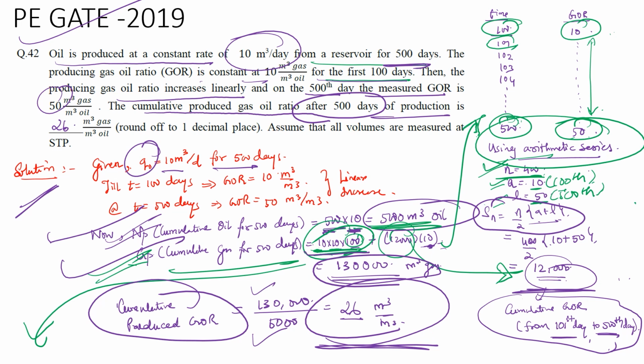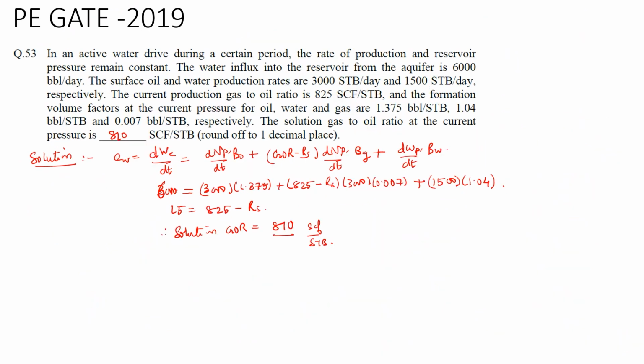Let's move ahead. This particular question was asked in GATE 2019. Let's look at the question. In an active water drive, during a certain period, the rate of production and the reservoir pressure remain constant. The water influx into the reservoir from the aquifer is 6,000 barrel per day. Surface oil and water production rates are 3,000 barrel per day and 1,500 barrel per day, respectively.